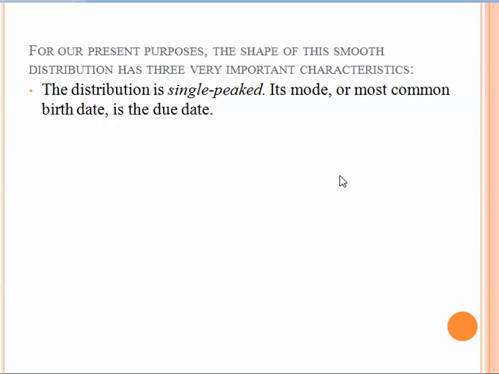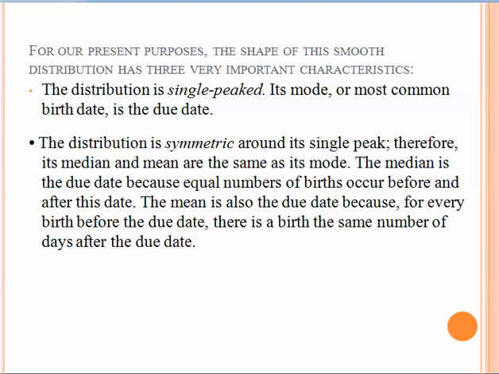The distribution is single-peaked. Its mode, or most common birth date, remember that example of the birth date, is the due date. The distribution is symmetric about its single peak. So its median and mean are the same as its mode. The median is the due date because an equal number of births occur before and after this date. The mean is also the due date because for every birth before the due date, there's a birth the same number of days after the due date.